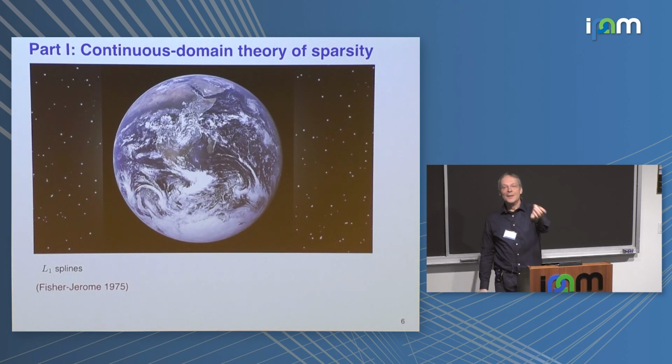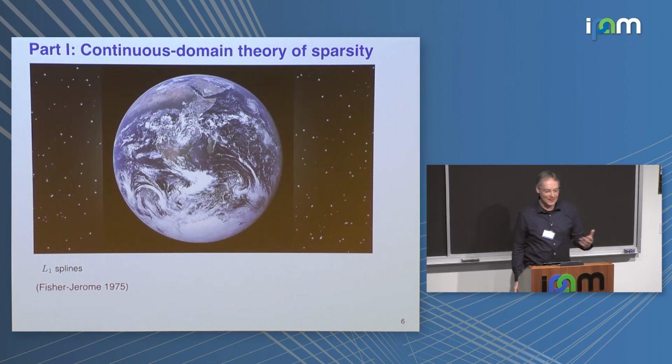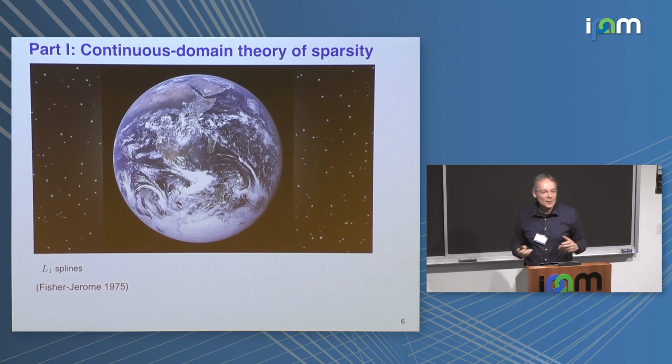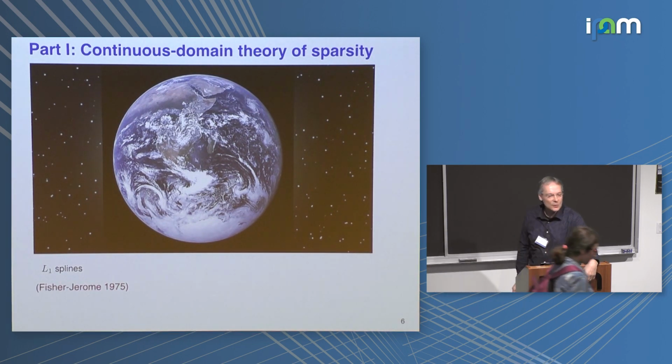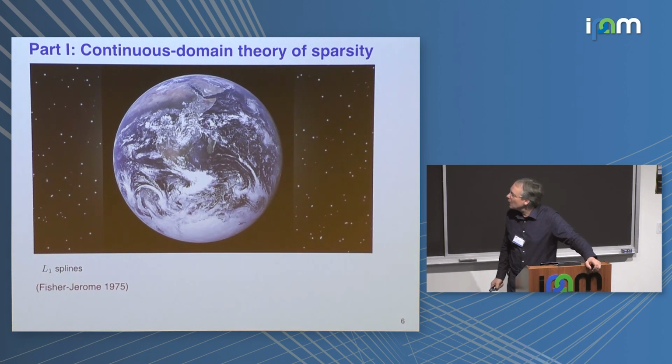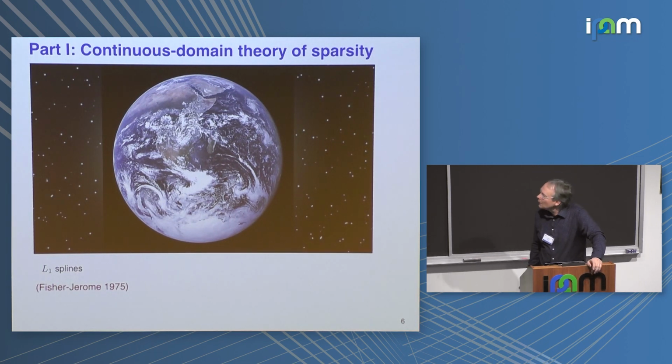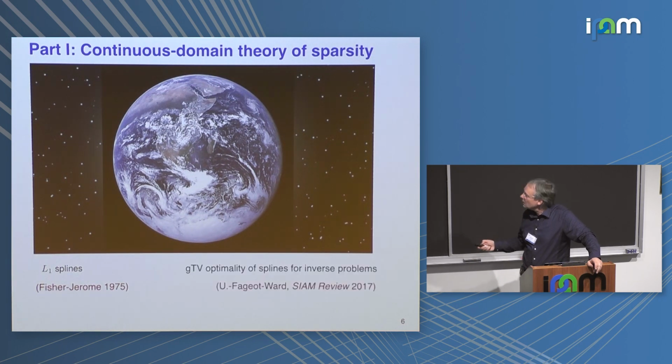First, I told you I was trying to make a connection with compressed sensing and splines. So, splines, of course, live in the continuous domain, and so you need the continuous domain theory of sparsity. In fact, there are some precursors. Jerome and Fischer, 1975, introduced L1 splines, and in relatively recent work here, we extended that to inverse problems, actually using total variation.